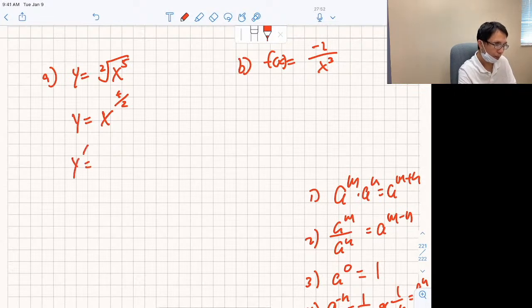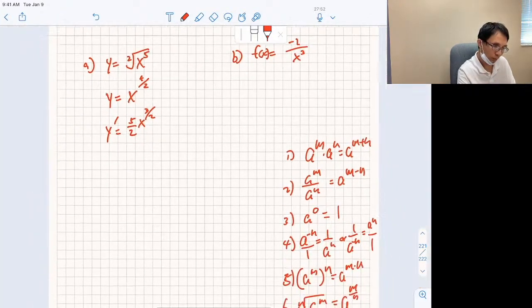Now, can I take a derivative? Yeah, for sure. So what am I going to get? 5 over 2 times x to the 3 over 2. Yep, that's it. You can subtract that fraction in your head, hopefully. But you'll be good. You scroll down to the rules again.